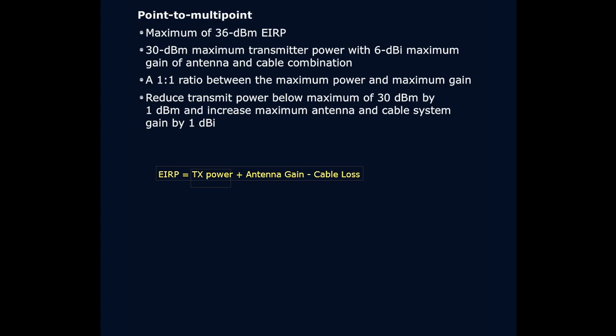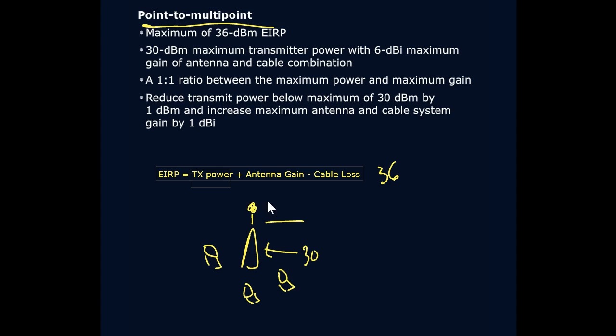Okay, so the rule is that the United States has a maximum value of 36 in a point-to-multipoint configuration, right? So I've got an access point here with its antenna, and it's radiating out to a bunch of clients, point-to-multipoint, lots of participants, in other words. So 36 is the maximum. And that's based upon a reference that says, all right, we've got 30 here, for example, as the transmitter, and then the radiating antenna has 6 dBi maximum.